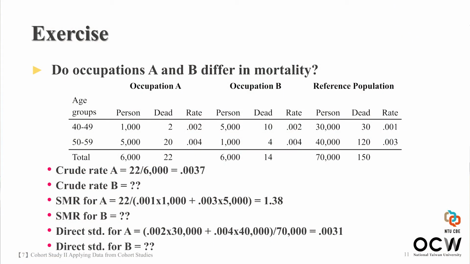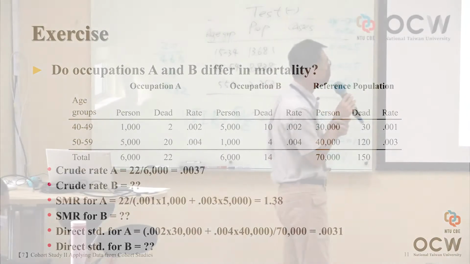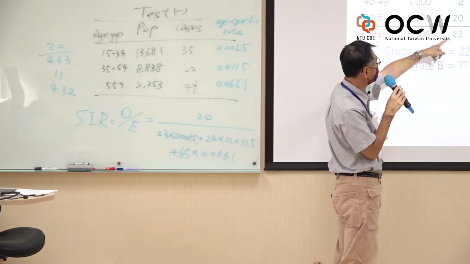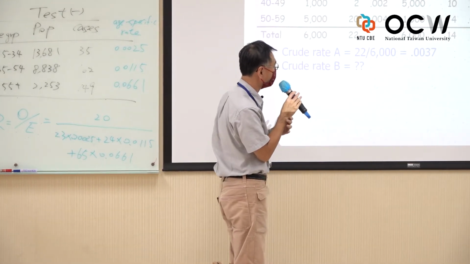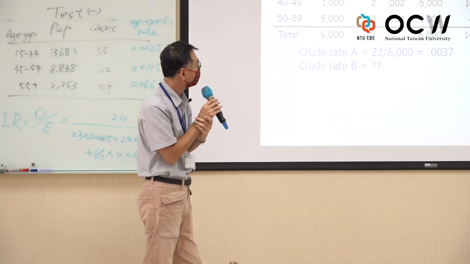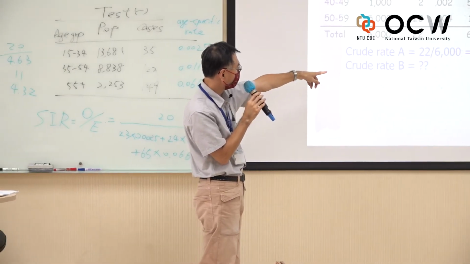Okay, exercise. Occupation A, occupation B. So there are two cohorts. Are they different in terms of mortality? And the reference population is there. With this kind of information, we could calculate the crude rate. The crude rate for A is very straightforward here: 22 divided by the total number, so 0.0037. Okay, what about crude rate B there?